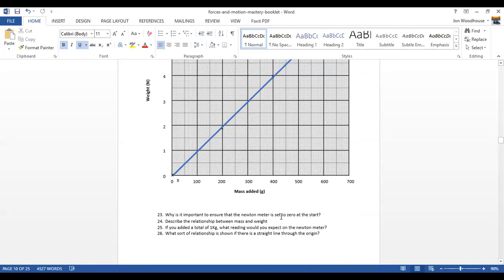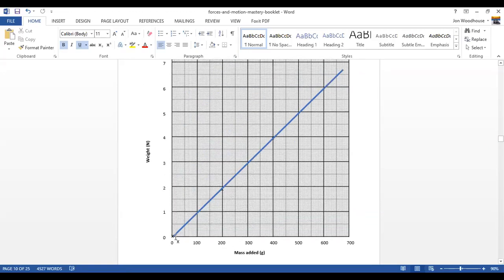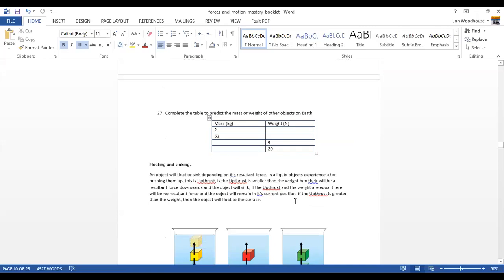Now, one of the questions here asks you about what kind of relationship it is. Now, it's a straight line that passes through 0, 0. So therefore, we say it's what we call directly proportional. So when this increases, this increases. So when the mass goes up, the weight goes up in proportion. But it's directly proportional because if we double the mass, we double the weight.